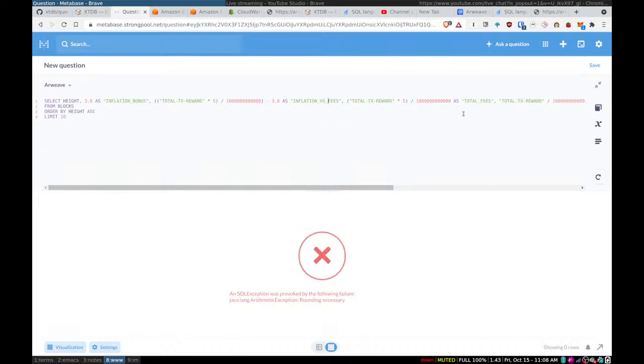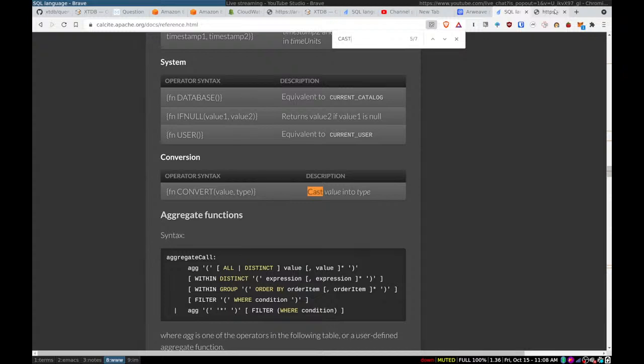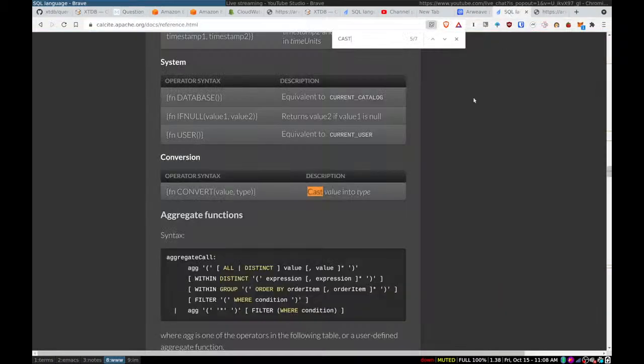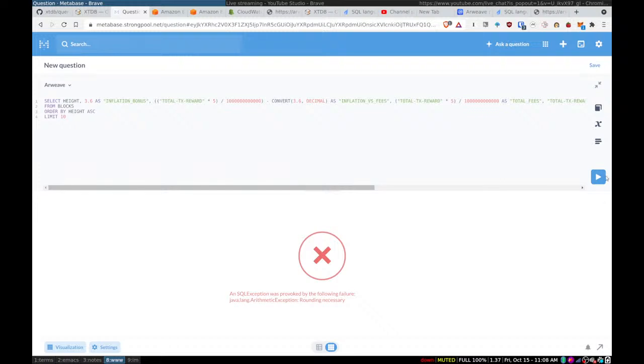Is rounding necessary? Why would that be? Do I have to say decimal? Is that a thing? Let's see. Let me do convert value type. So let's do convert decimal. I don't know if the type they expect here is an identifier or not an identifier, if it's decimal, quoted or not. I guess we'll find out.